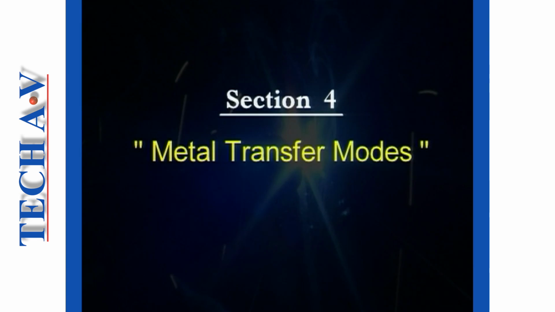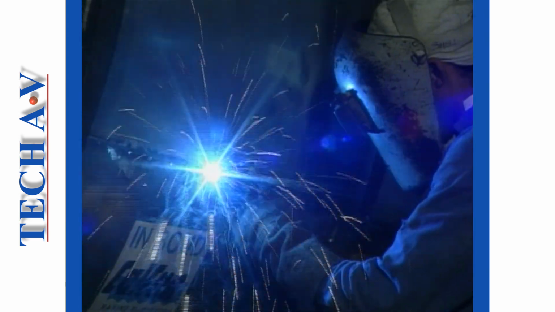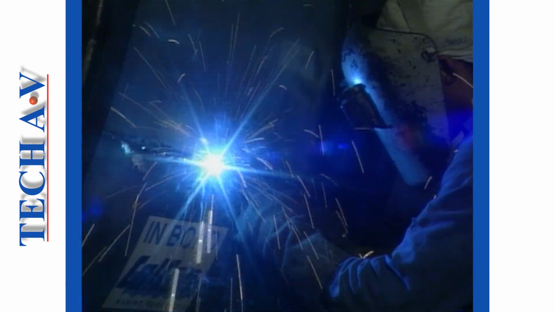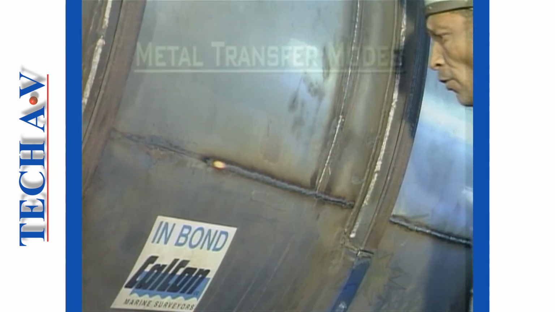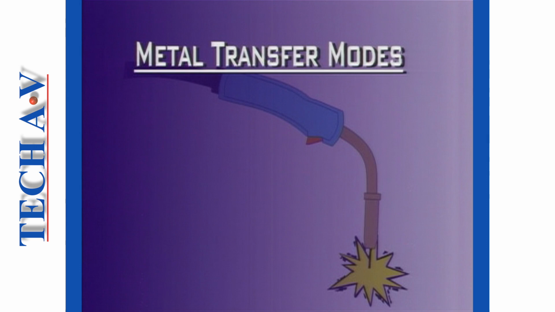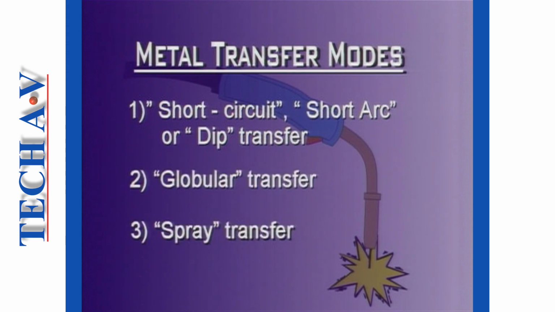Metal transfer is the term used to describe how metal leaves the filler wire and enters the weld pool, and the way in which this occurs has an important effect on the weld. There are essentially three basic ways, or modes, in which metal transfer occurs, namely short-circuit mode, also known as short arc transfer and dip transfer, globular transfer, and spray transfer.